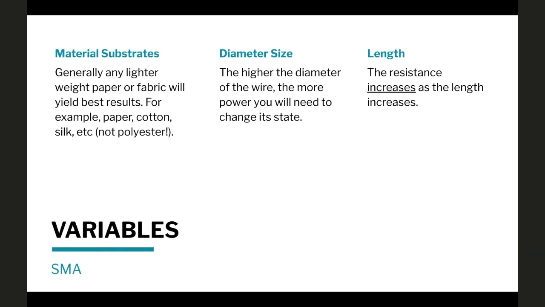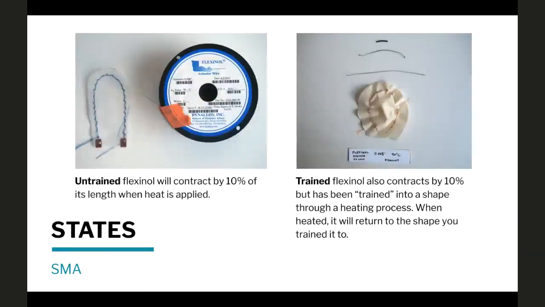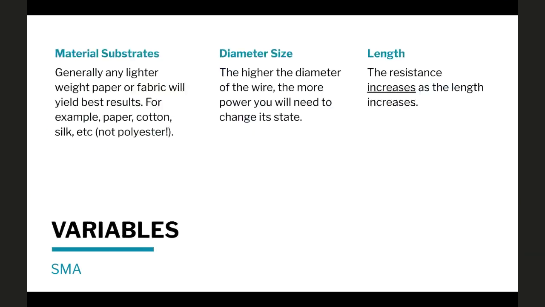The diameter of the wire is also really important to consider. I usually tend to work with 0.008 inch diameter, because you still get a pretty good amount of strength without needing too much power. The greater the thickness of the wire, the more power you're going to need to make it contract or change state. And then the length is also important to consider, because as we talked about in the last session, the resistance of any conductive material increases as the length increases.